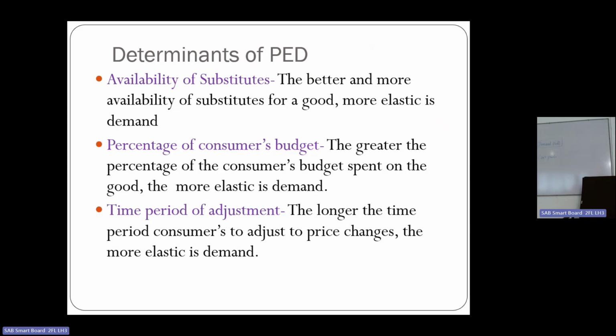If there are more substitutes, demand becomes more elastic. If there are fewer substitutes, demand is inelastic because there is no choice. So that is one of the most important factors: the number of substitutes available in the market. If there are a lot of substitutes, demand is going to be more elastic. Otherwise, it's going to be inelastic. And what is the next one?